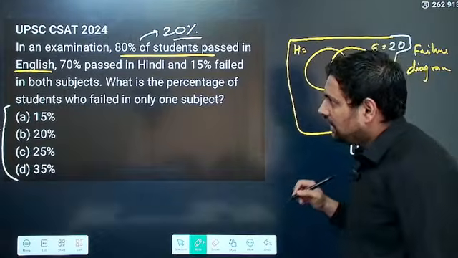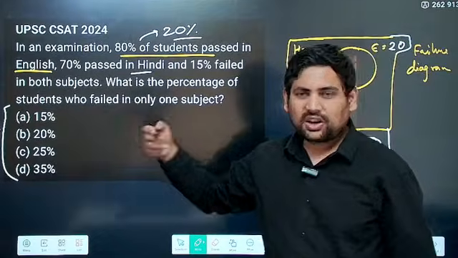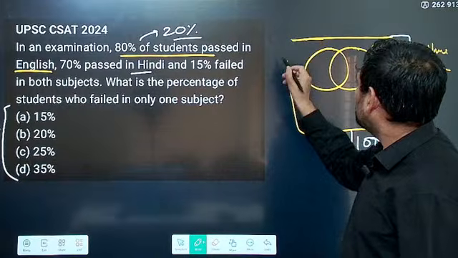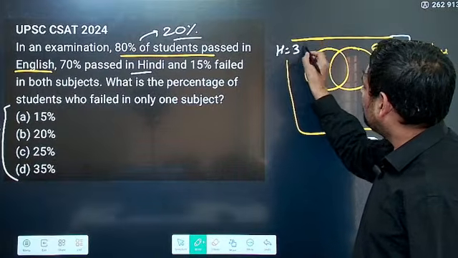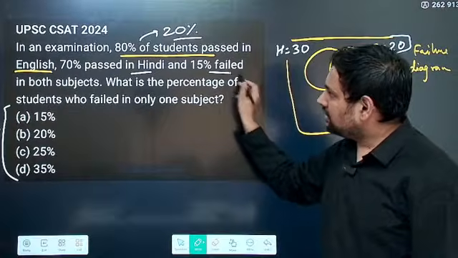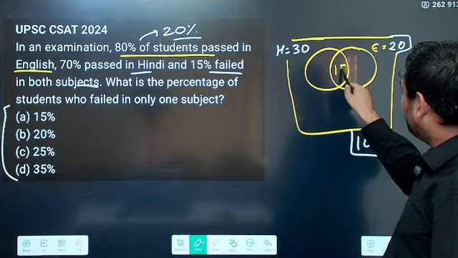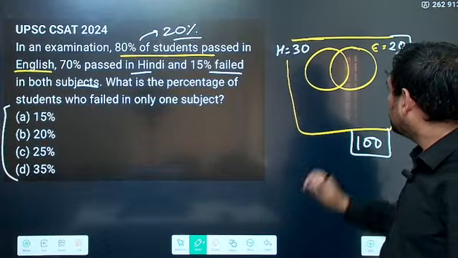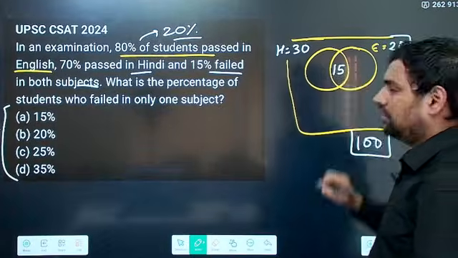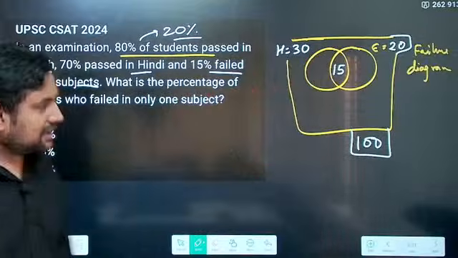Then in Hindi, 70% passed in Hindi. So how many failed? 30% failed. So that means Hindi is equal to 30. Now 15% failed in both the subjects. So what you have to write here? 15 here. So you write 15 here. 15 failed in both the subjects. This is a failure diagram.